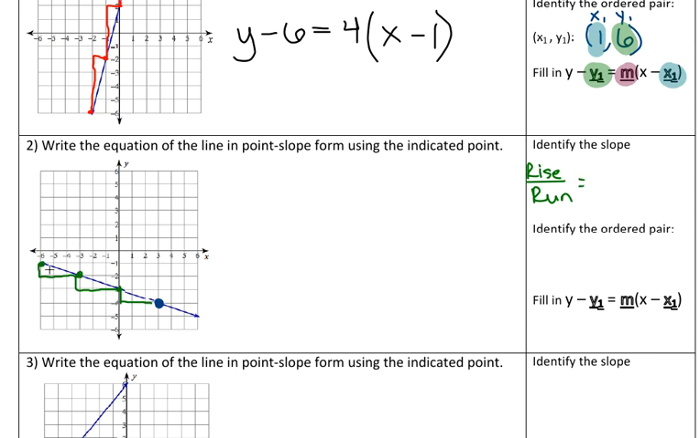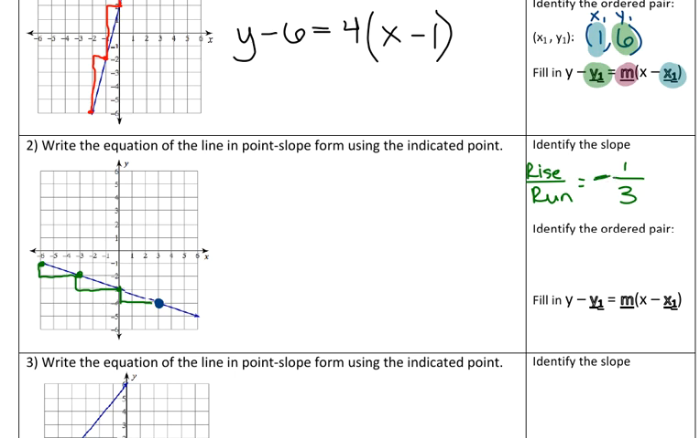Okay, the up and down was 1. And then the over, it jumped over 1, 2, 3. And is this a positive or a negative? Well, this is going downhill. It's negative, so it's going to be negative 1/3.